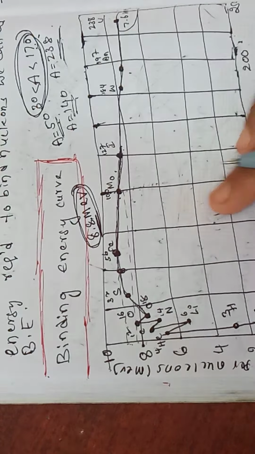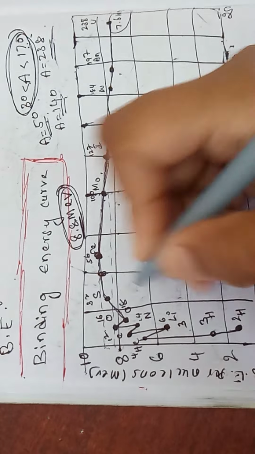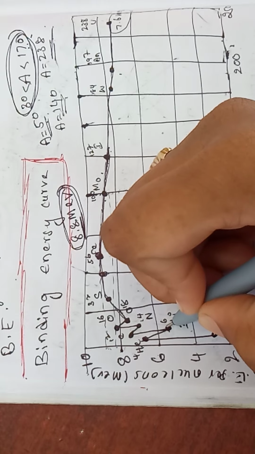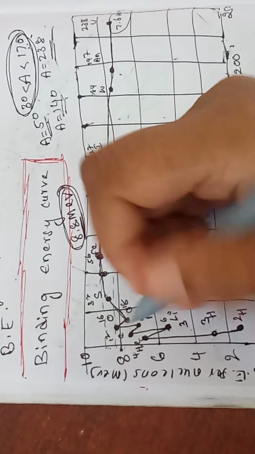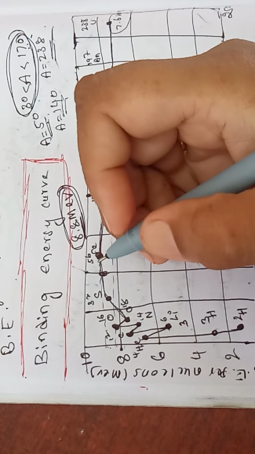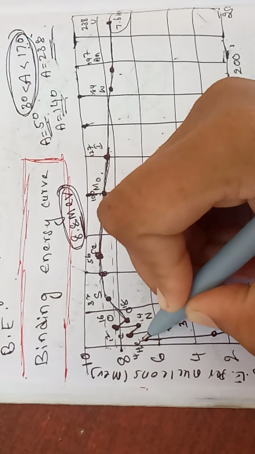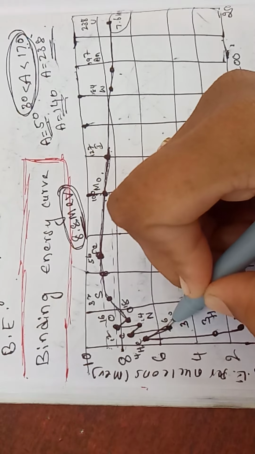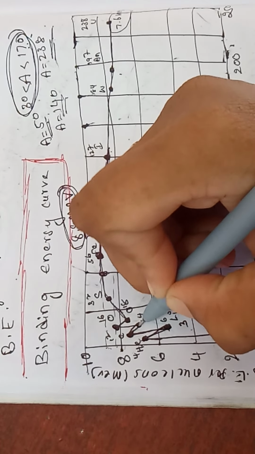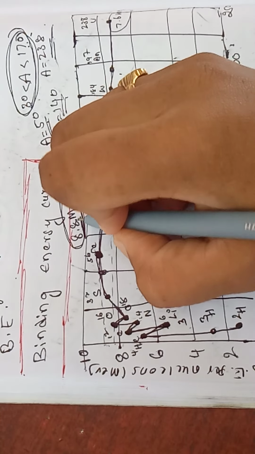Now here you see the curve. This is lithium, this is helium, lithium. Next, carbon, oxygen, nitrogen. In such a way, for some elements binding energy is increasing, for some it is decreasing, again increasing, again decreasing, and at last it became 8.8 million electron volt.